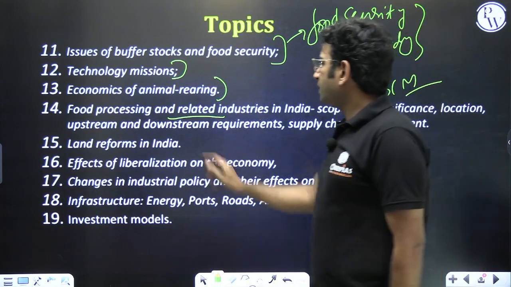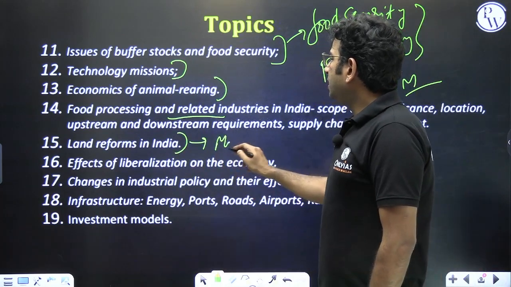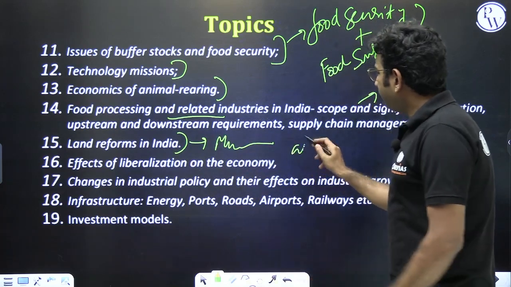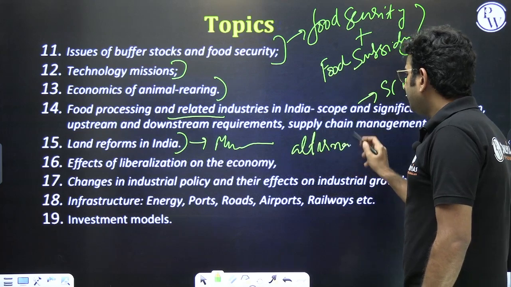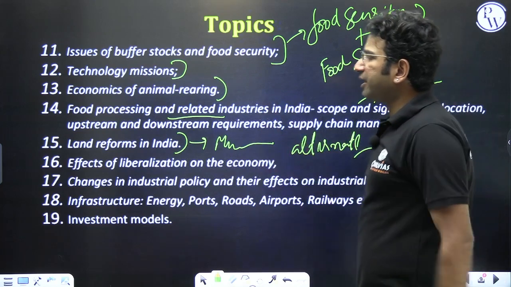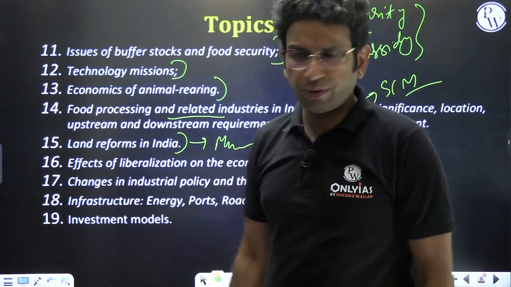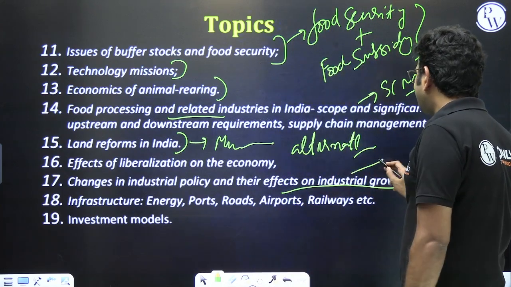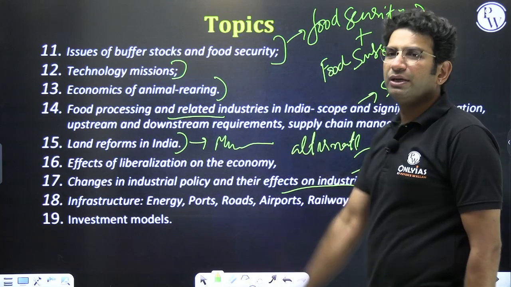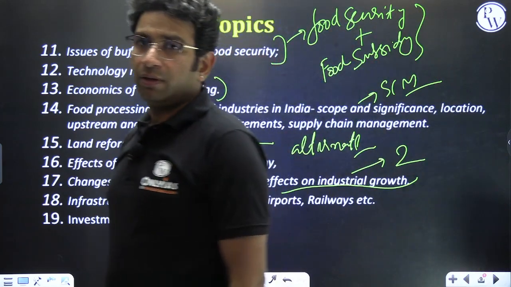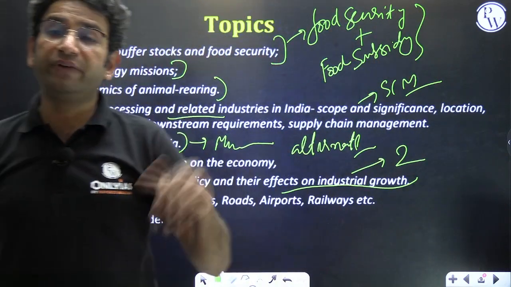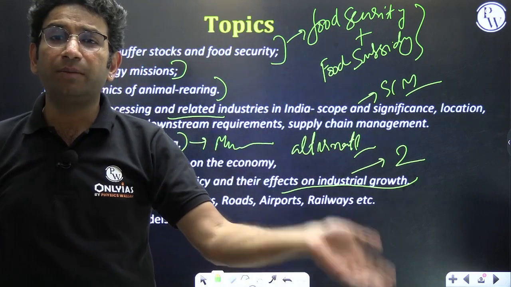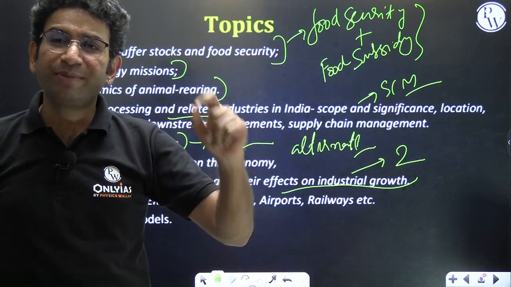Now, land reform, something where you will find multiple questions again. And normally the pattern I have seen is that every alternate year you will find a question being asked by UPSC from the topic of land reform. Okay. Changes in industrial policy and their effects on industrial growth, in the last 11 years, only twice, I would say, a question was asked by UPSC. And moreover, though this topic is very important, it has become less important because hardly any changes are being made by the government of India.